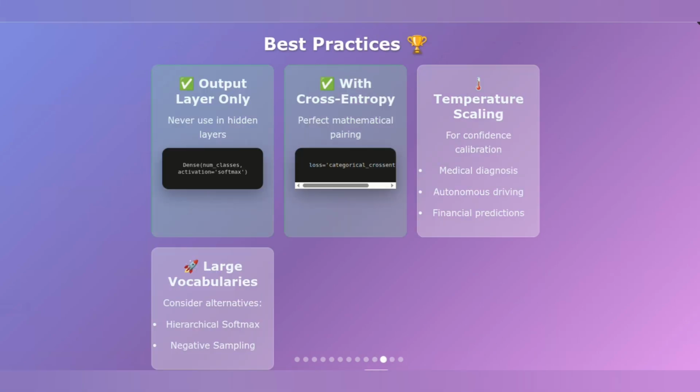Here are my top tips for using softmax effectively. Always use it in the output layer for multi-class problems, never in hidden layers. Pair it with categorical cross-entropy loss for optimal training. Consider temperature scaling for calibrating confidence, especially important in safety-critical applications. For very large vocabularies, look into techniques like hierarchical softmax or negative sampling.